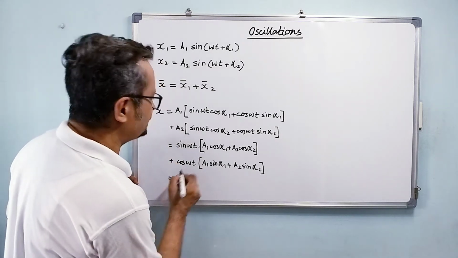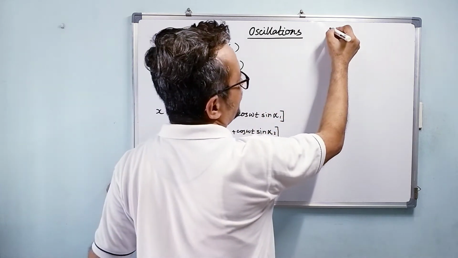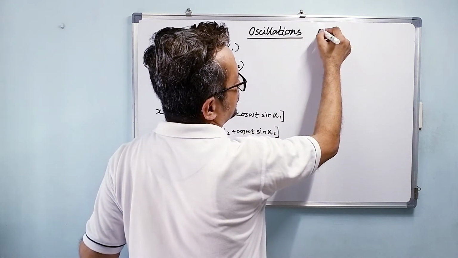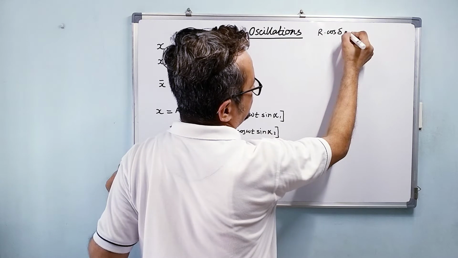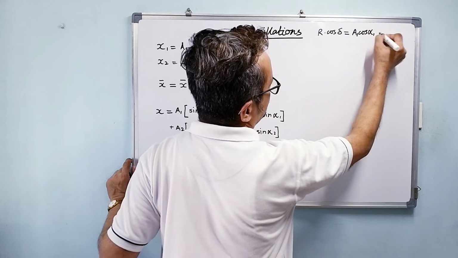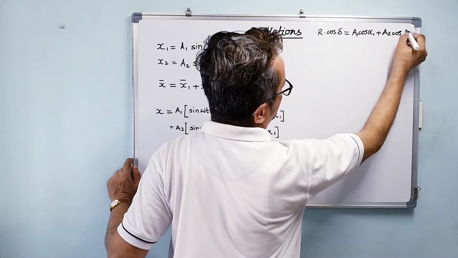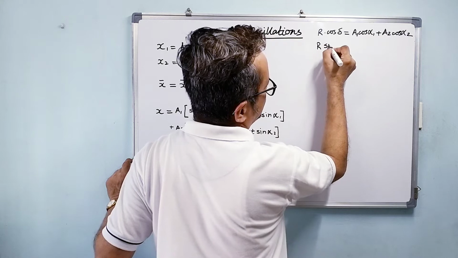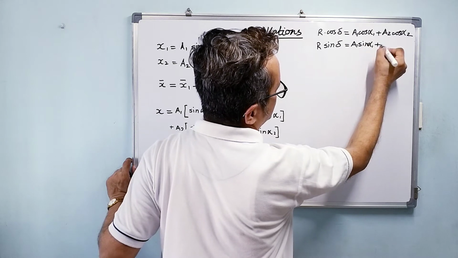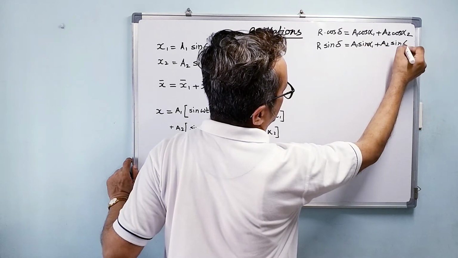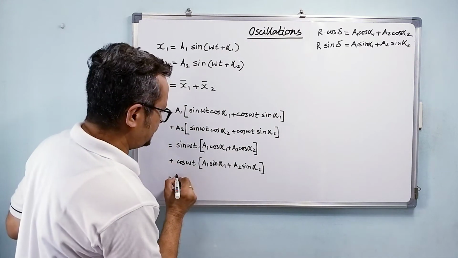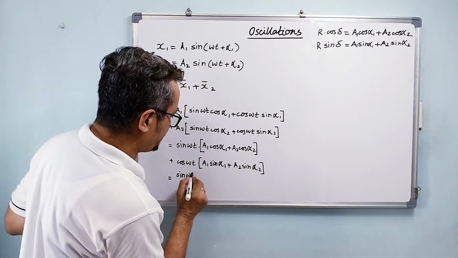So this first one I'm going to write as R cos δ. R cos δ is equal to A1 cos α1 plus A2 cos α2, and R sin δ is equal to A1 sin α1 plus A2 sin α2. Correct.